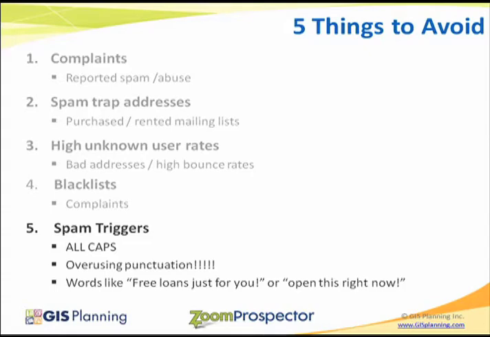So, for example, very common things that look like spam is when emails contain all caps, or they have lots of punctuation, or words like "free loans just for you," or "open this right now." These are the kind of words that trigger spam filters, and they basically end up directing your mail into a spam junk folder. You want to avoid words like that, so you want to keep track of stuff like that. The good news is that because it's something you can control in your email content, you have some control over whether you are able to get past these spam triggers.